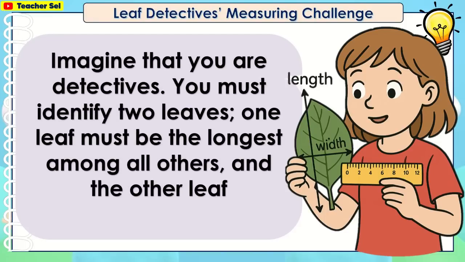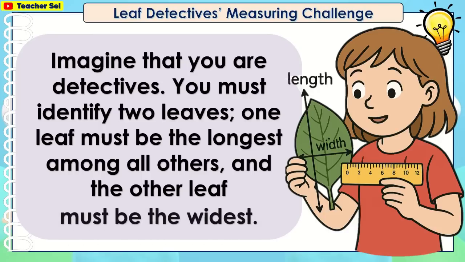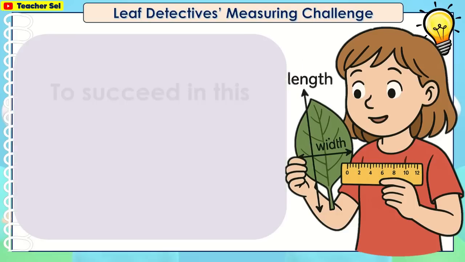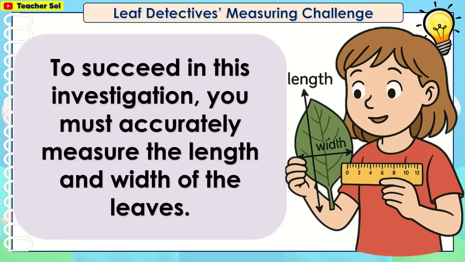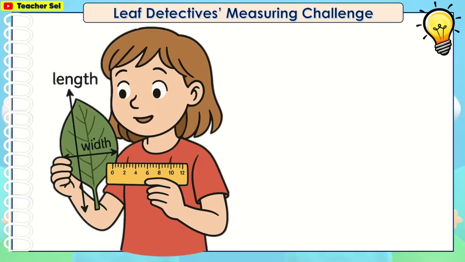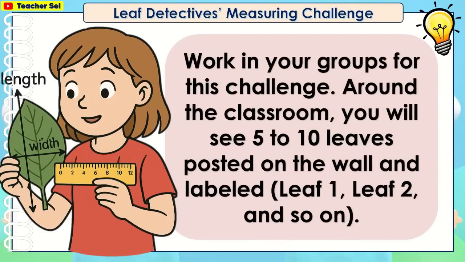Imagine that you are detectives. You must identify 2 leaves. One leaf must be the longest among all the others, and the other leaf must be the widest. To succeed in this investigation, you must accurately measure the length and width of the leaves. Work in your groups for this challenge. Around the classroom, you will see 5 to 10 leaves posted on the wall and labeled leaf 1, leaf 2, and so on.